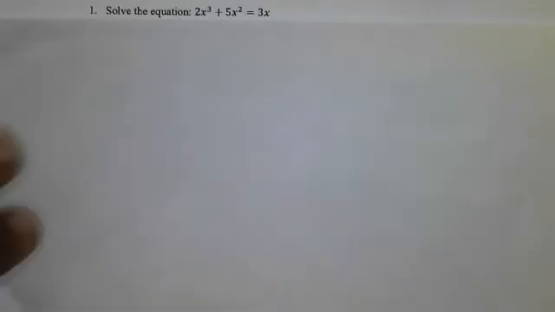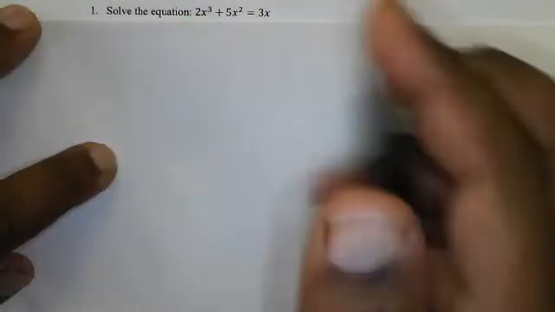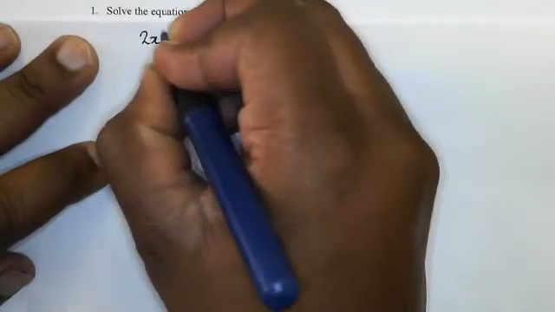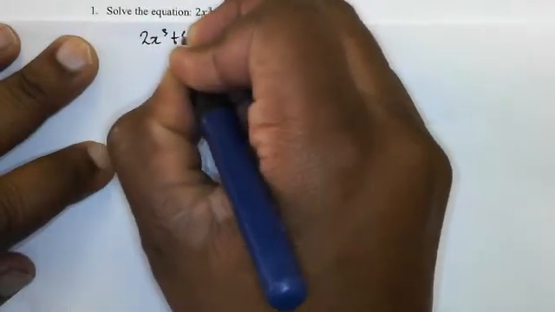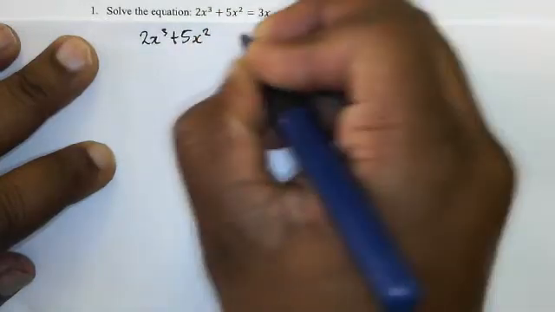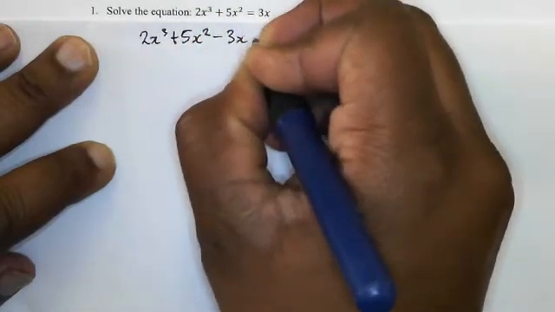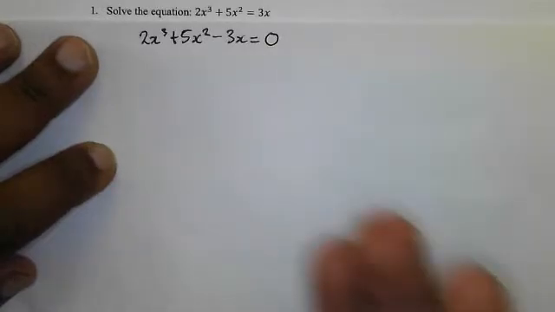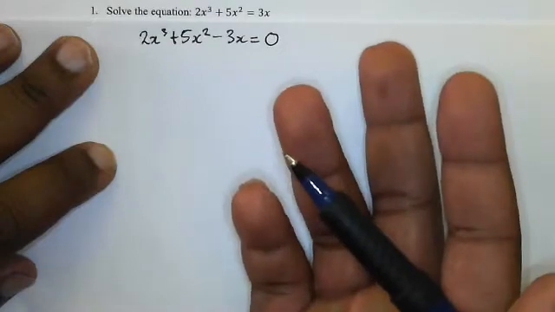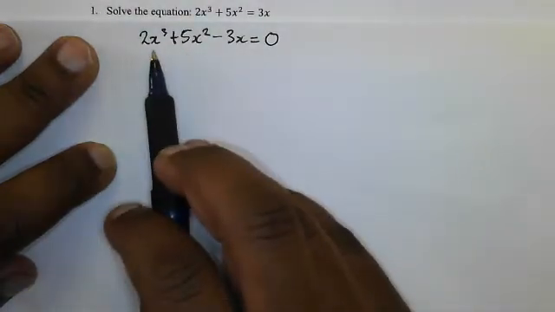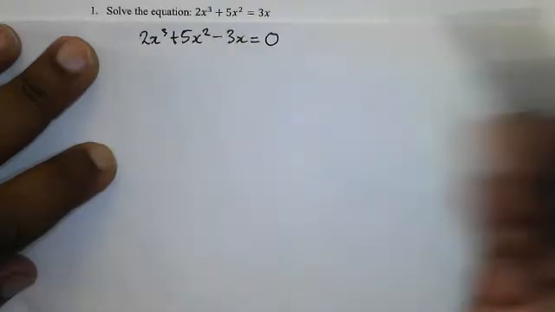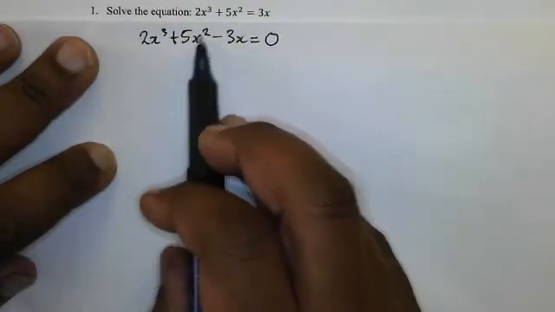Okay, so solving this equation. Obviously we need to rearrange that equation, and write it as follows. 2x cubed plus 5x squared minus 3x is equal to 0. Because it has to be equal to 0, then we can solve. No need to do long division here because we don't have a constant in this equation. So there will be no need.